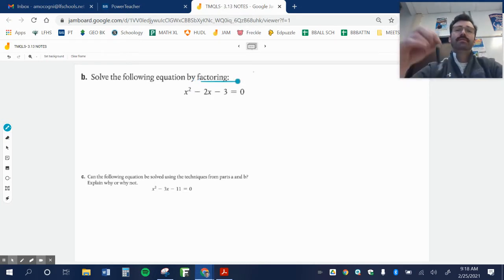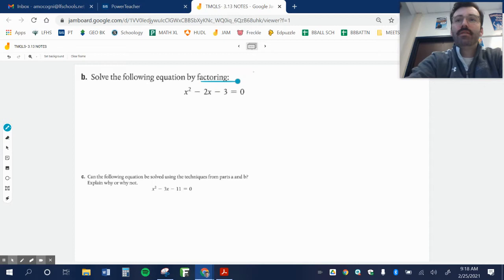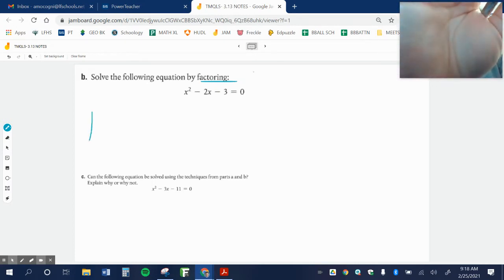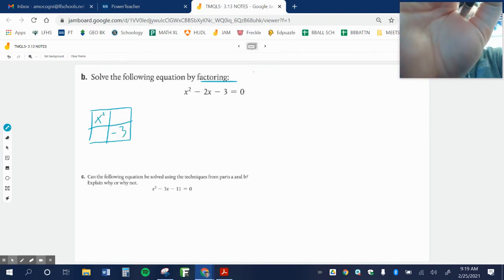I can do this two ways. I'm going to use a box method. I know a lot of people prefer that. So I'll throw the box over here. I get x squared in the top left, negative 3 in the bottom right. If I multiply diagonally, I get negative 3. So I need two numbers that will also multiply to negative 3 and add to negative 2. Those two numbers have to be negative 3 and 1. So negative 3x.